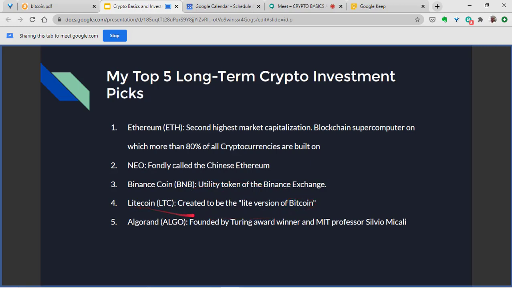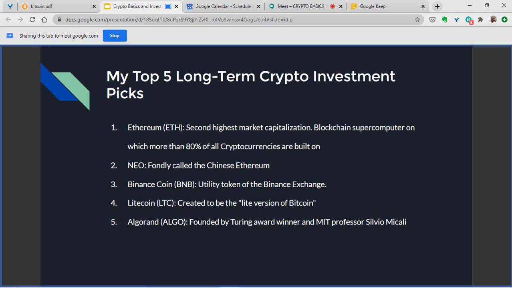Litecoin was created to be the light version of Bitcoin. Bitcoin is about $10,000, or no, $11,000 per Bitcoin, so it's difficult to use Bitcoin in day-to-day transactions. People want to use it more as a store of value. It's like if you have gold in your house, you cannot just use gold to go and buy chin chin or to buy Pepsi. Do you understand? So Litecoin was created to be that version of Bitcoin.